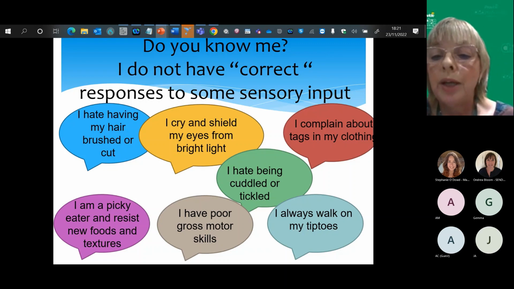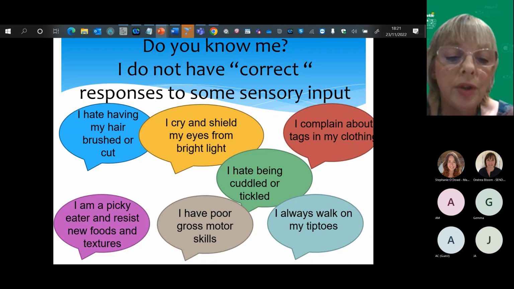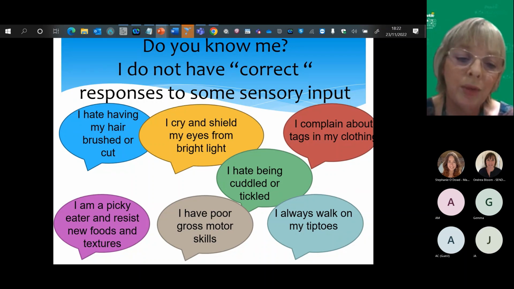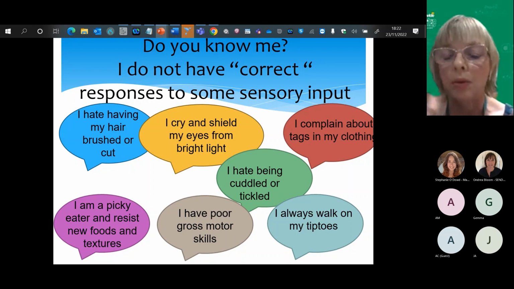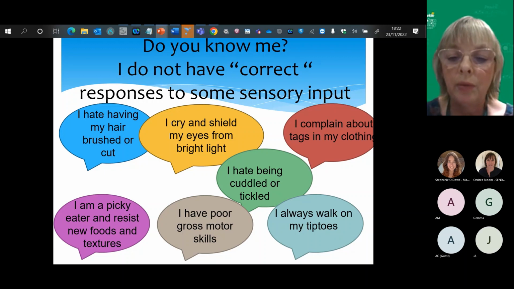I complain about tags in my clothing is tactile. I'm a picky eater and resist new foods and textures is also tactile. These are both situations where children are very sensitive to touch, and when it comes to picky eating and new foods, that can be because also of the oral tactile. So I've worked with children who are incredibly sensitive and will gag at the sight of certain foods.